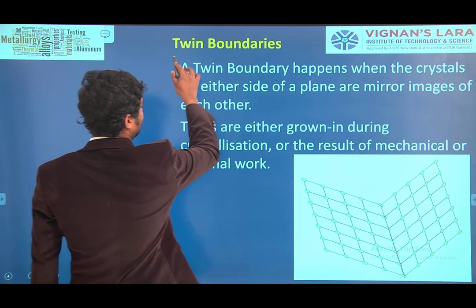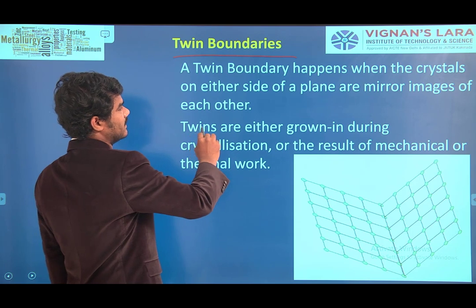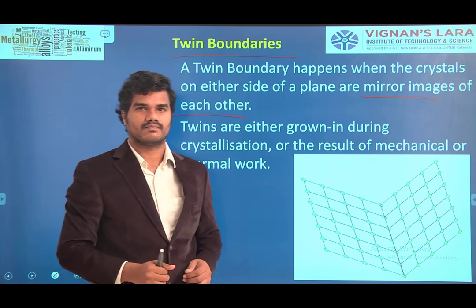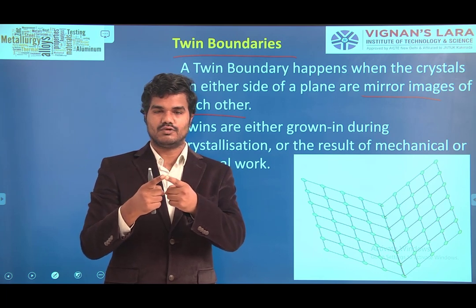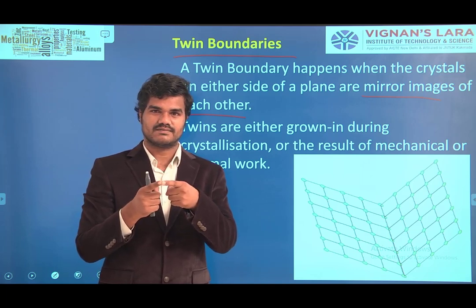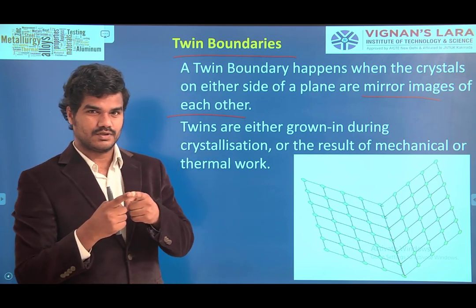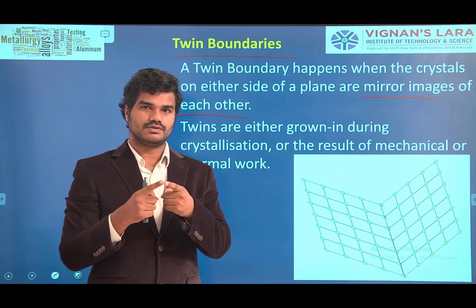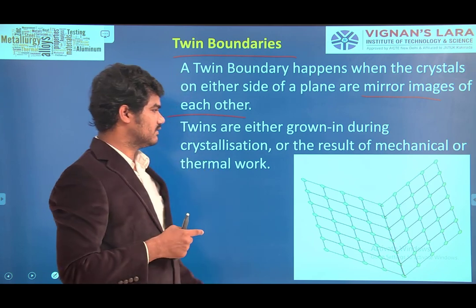Twin boundaries. A twin boundary happens when the crystals on either side of a plane are mirror images. This is one boundary, this is one grain, this is another grain. Both are of the same size and shape, but they are just adjacent. They appear like mirror images. So the boundary formed due to 2 adjacent grains is called a twin boundary.